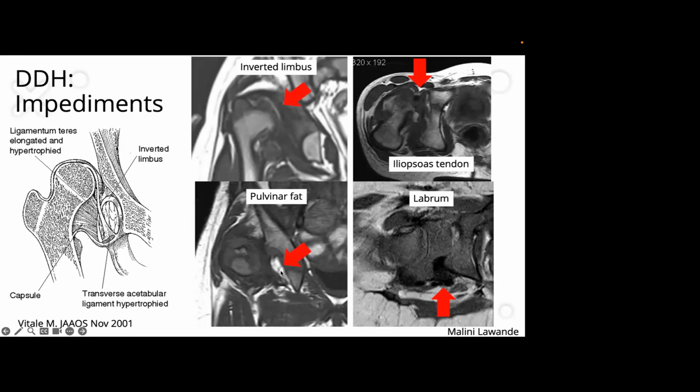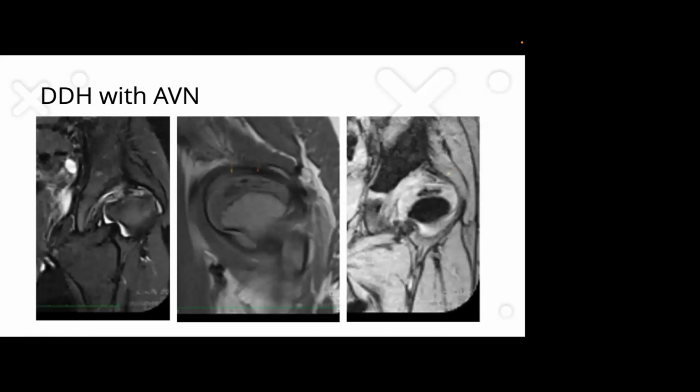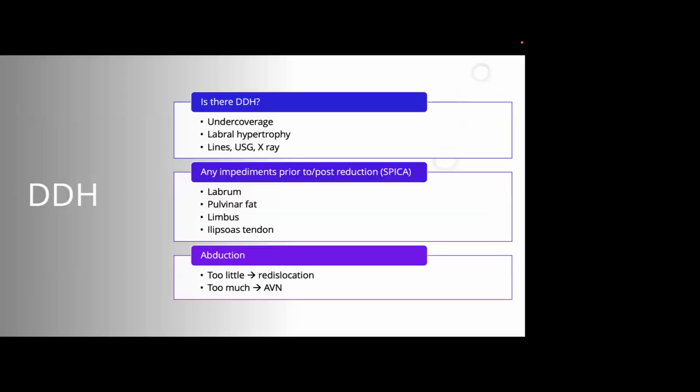acetabulum. You can have a situation where you have hypertrophy of the pulvinar fat, which you can see here, which would prevent this hip from coming back in here. You can see a situation here where anteriorly the iliopsoas tendon has subluxed into the joint, and that can be obstructing of this process. And then last but not least, you can see posteriorly the labrum here that can obstruct reduction. When you have sort of over abducted, sometimes you may stretch the vascular structures, and obviously this can lead to avascular necrosis. And that's another thing that we can identify oftentimes with DDH.